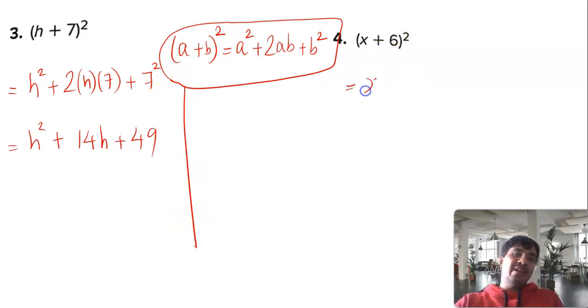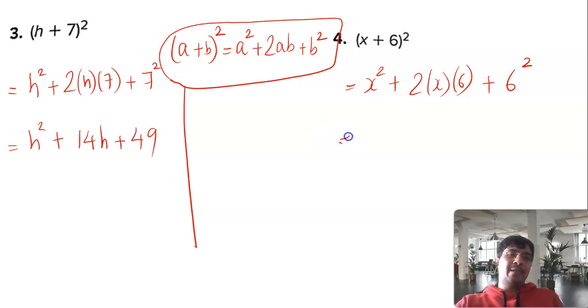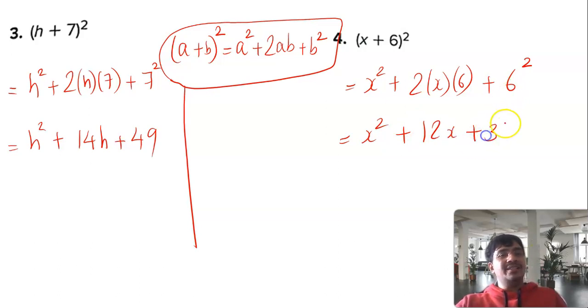Let's see this one. We have again a squared plus 2 times x times 6 plus 6 squared. x squared plus 12x, 6 squared on the calculator, 36. So I hope you understood this one.